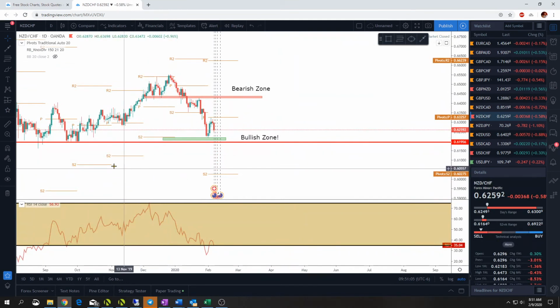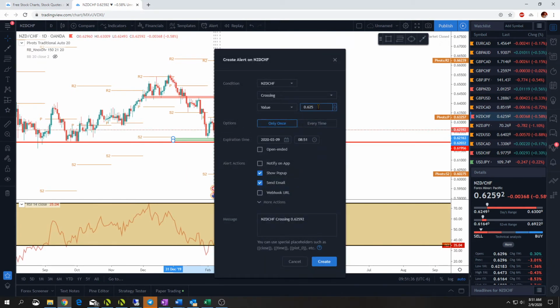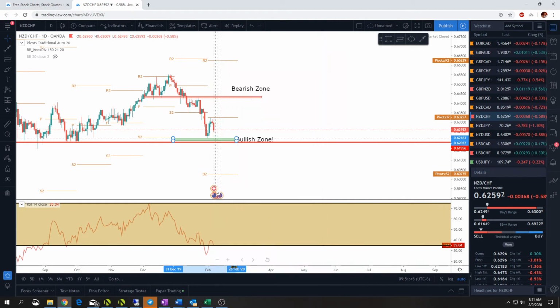NZD Swiss franc. Okay, we are in a downward trend. We picked this as our bullish zone. We did not put an alert on, so we did not hit it. Price shot back to its pivot. And now I'm going to be looking for a double bottom situation here because we're on such strong support. Let's put an alert right here, 62163. Looking to buy. Bam. All right.